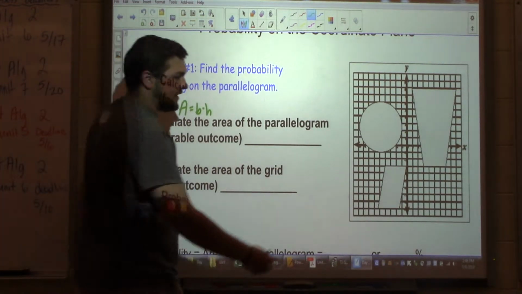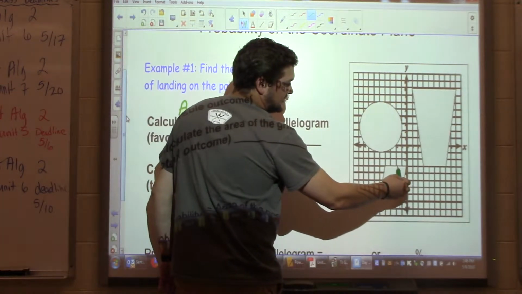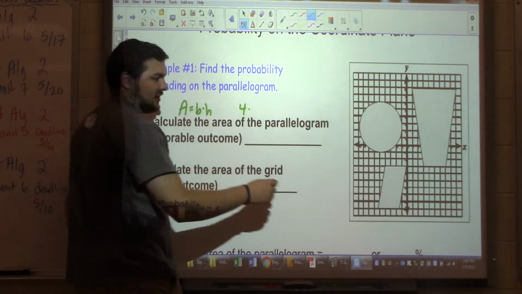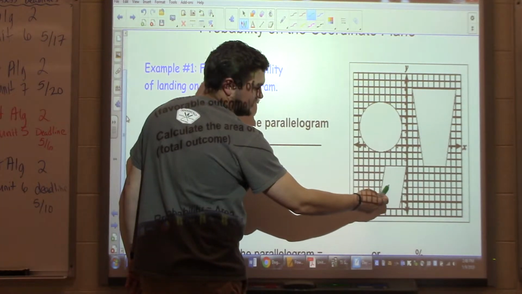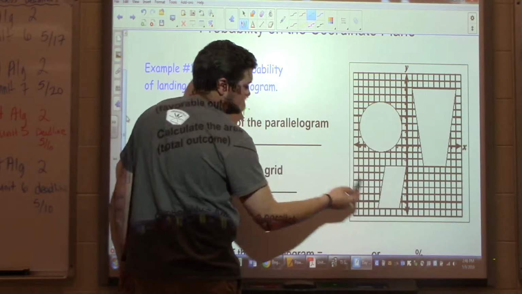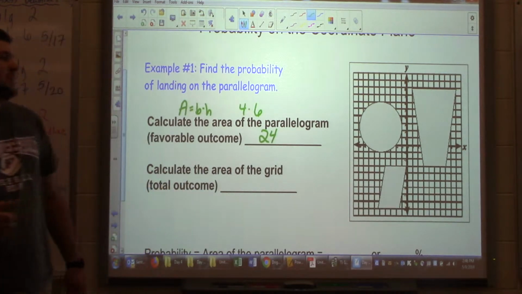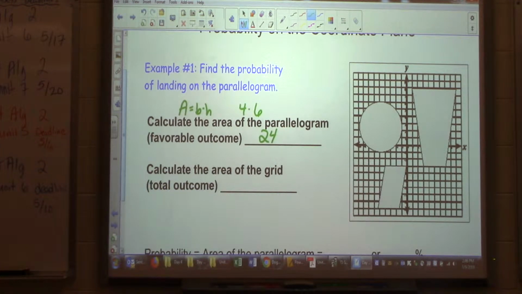Alright, so the base of our parallelogram is 1, 2, 3, 4. Times the height of my parallelogram, 1, 2, 3, 4, 5, 6. So the area of my favorable outcome, my parallelogram, is 24 square units.